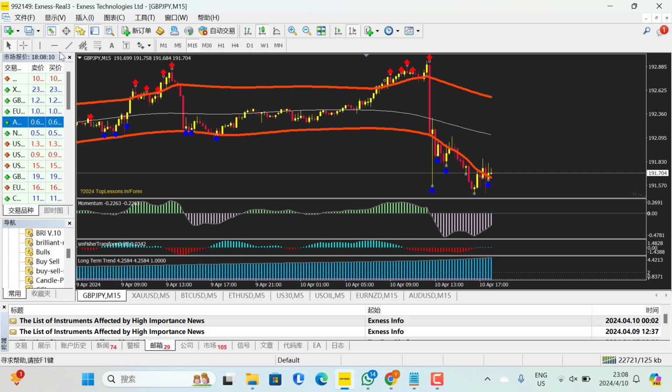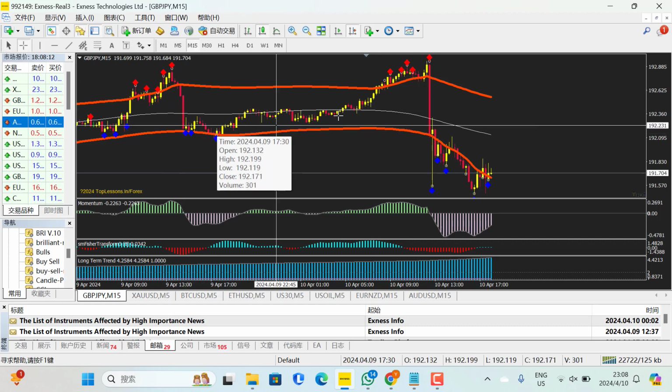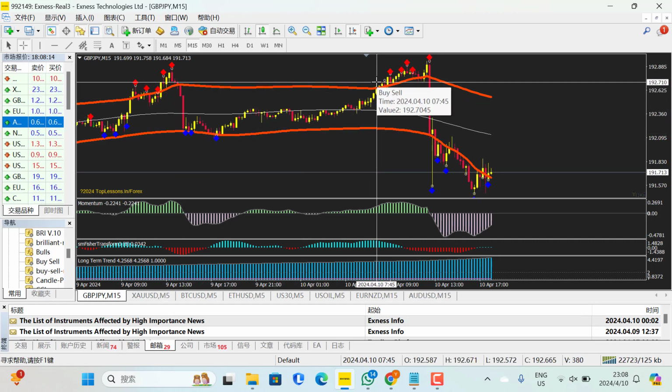how I have taken my entry from this location and I have booked my profit here. I will be showing you what the conditions for this entry are, how to book your profit, and where to put your stop loss. So let's discuss in detail. And this is my powerful trading setup.